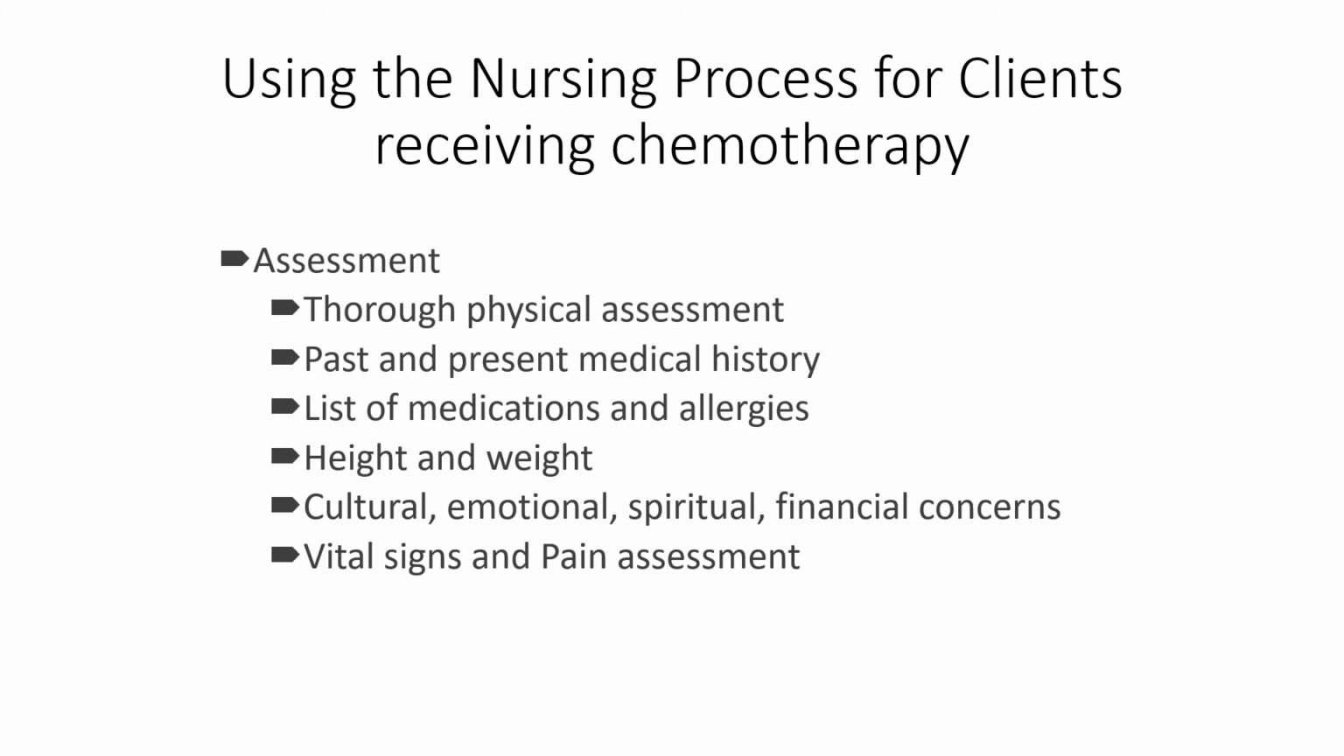So nursing process for clients, of course, we do an assessment. We do a thorough physical assessment, and after that we could do a focused assessment on whichever area has been affected. Looking at their past and present medical history, what kind of risk factors have they had, what kind of medications are they on, allergies. We need a baseline height and weight. We also need to talk to them about other things, such as what is their religion, how emotional are they about this, do they have financial concerns, do they need us to know something about their culture or spirituality. And also, of course, baseline vital signs and a full pain assessment.